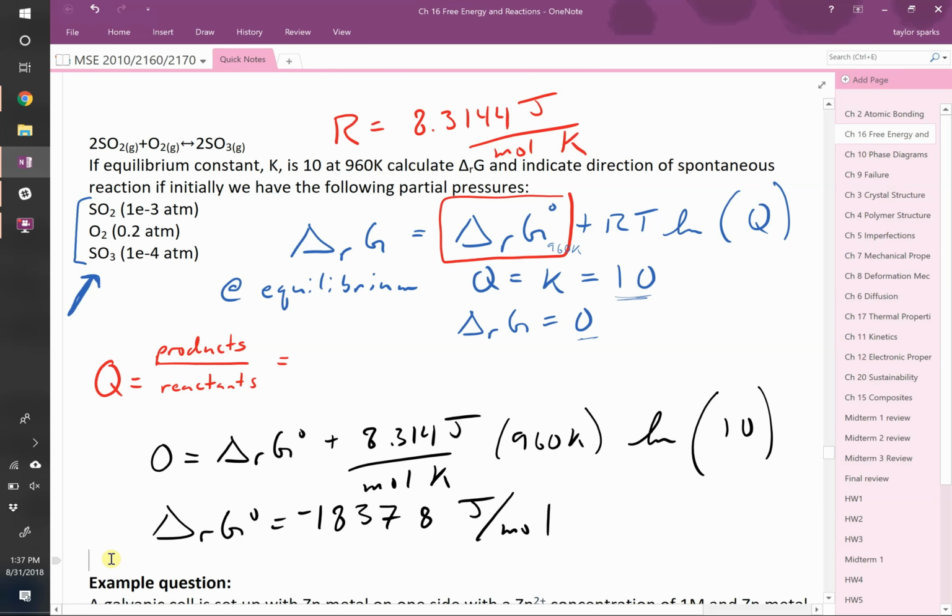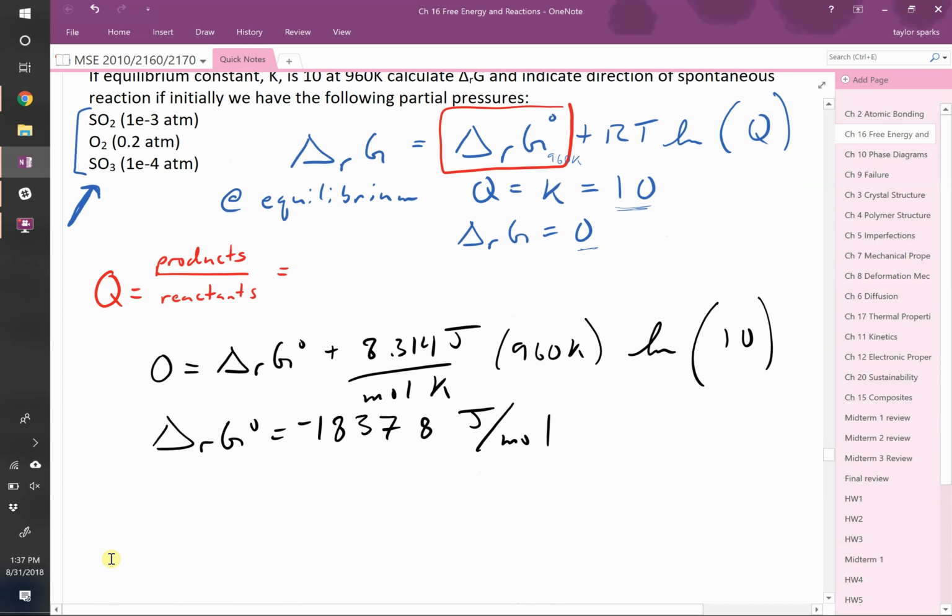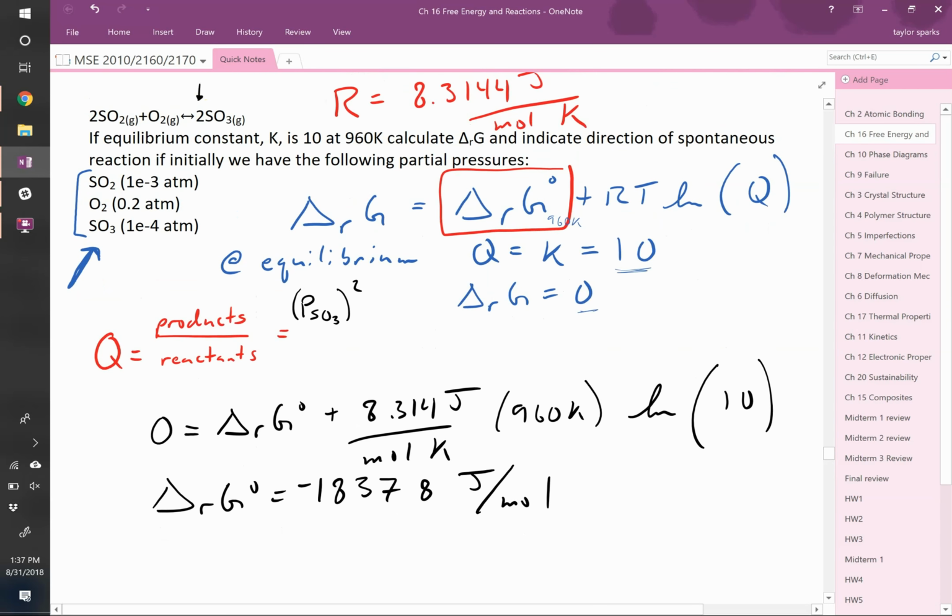So now we can solve the second half of this question. The second half says we're not at equilibrium anymore, and the reason that we know we're not at equilibrium is by calculating Q. Q is going to be the products over reactants, so it's the partial pressure of SO3, squared, because we have 2 as a coefficient, divided by the partial pressure of SO2, squared as well, multiplied by the partial pressure of O2.